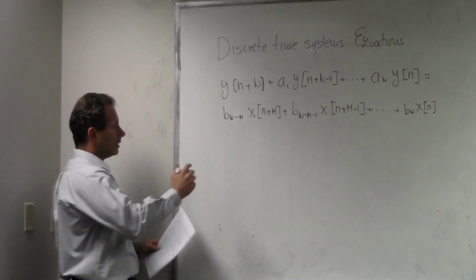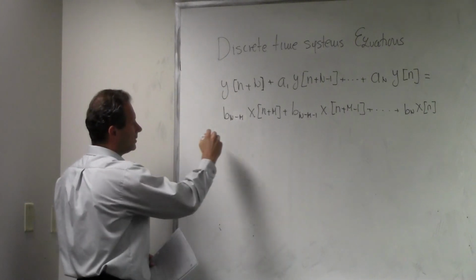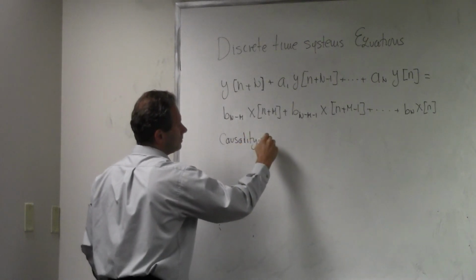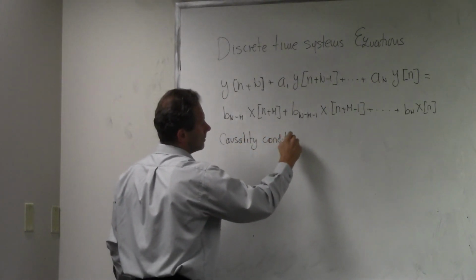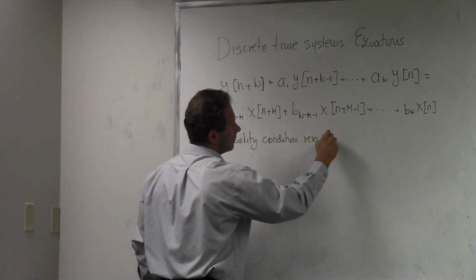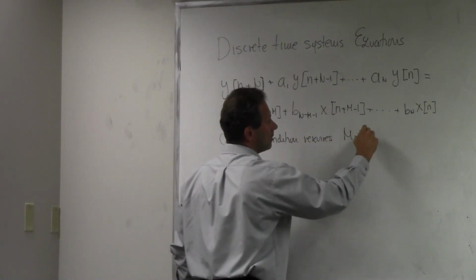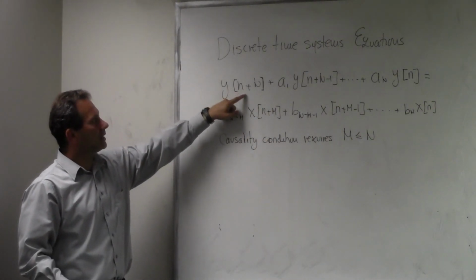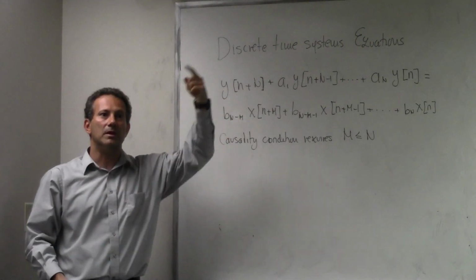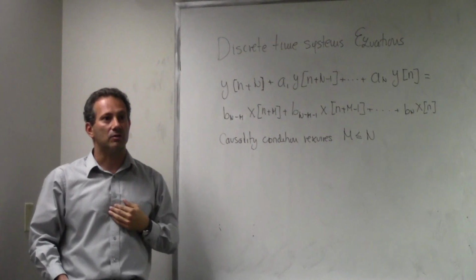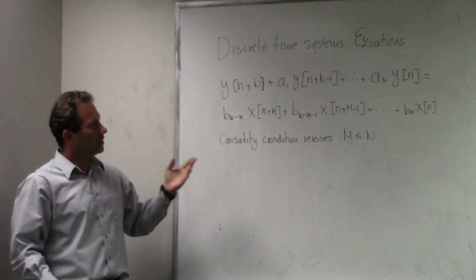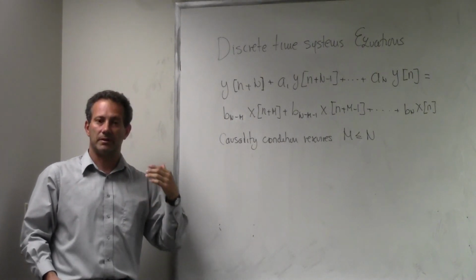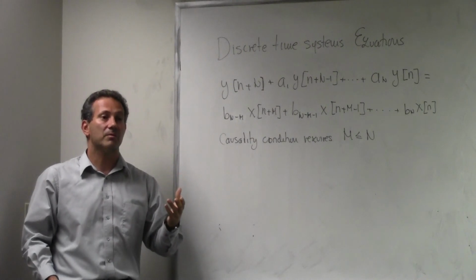A causality condition requires that m is smaller or equal to n. In other words, you're saying the current output cannot depend on the inputs of the future. The causality condition. We're going to limit ourselves for the most part to causal systems, but I refresh your memory again.